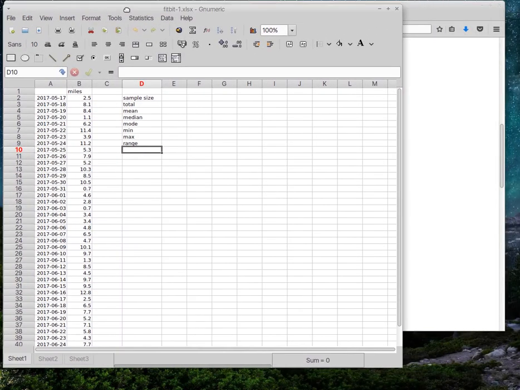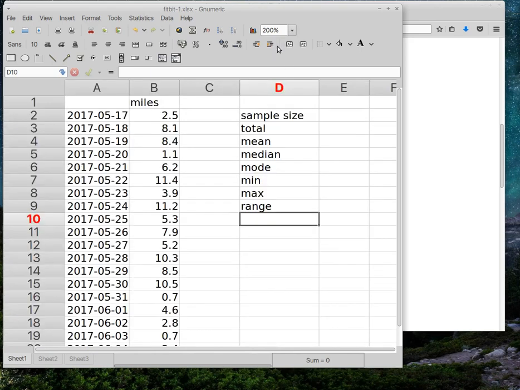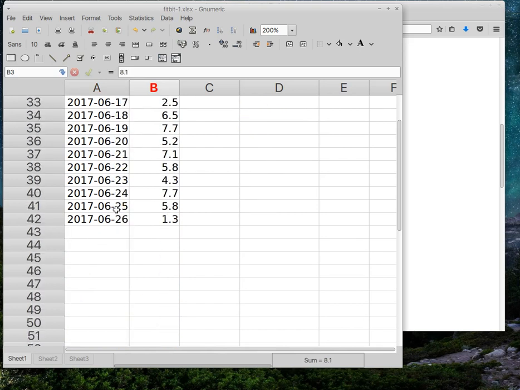I'll slide that over, make it bigger. And what we're looking at is a sequence of dates starting from May 17th and the number of miles that my wife walked according to her Fitbit. So you can see 2.5 miles, 8.1 miles the next day, and it goes all the way to June 26th. Unfortunately, that night the band broke and we were not able to get any more data.